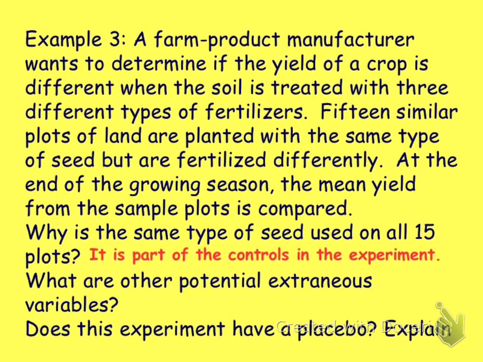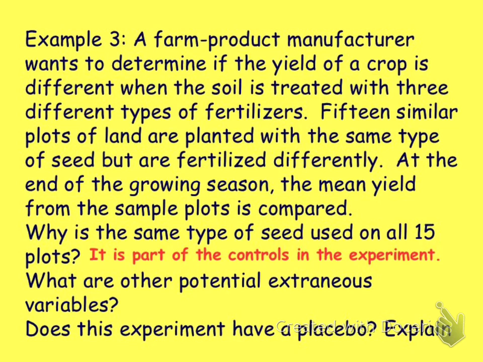So a farm products manufacturer wants to determine if the yield of crop is different when the soil is treated with the different types of fertilizer. Then we plotted the land. So why is the same type of seed used on all 15 plots? It is part of the controls of the experiment.